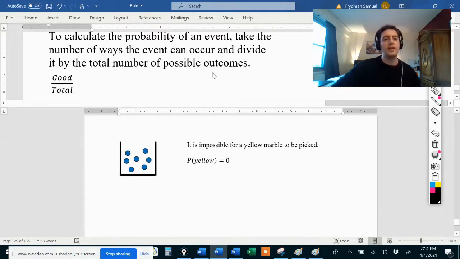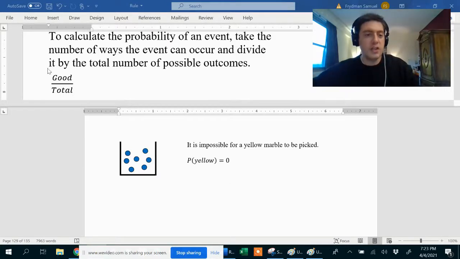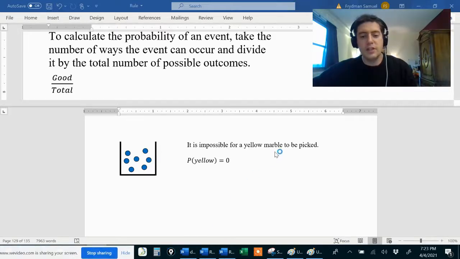Okay, so let's start with the first one over here. It is impossible for a yellow marble to be picked. If there are no yellow marbles in here, then it's got to be impossible, and something which is impossible has a probability of 0. So let's confirm that this definition of probability, good over total, is consistent with what we just said. Using good over total here, we should get a probability of picking a yellow marble of 0. Let's see if we do.